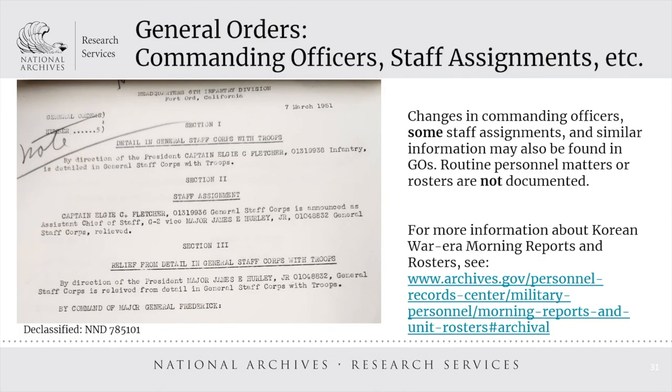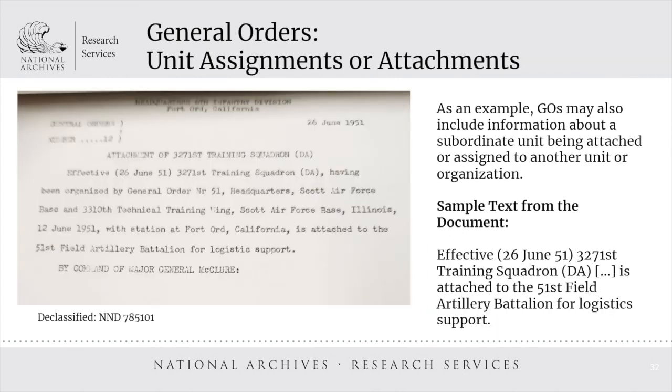General orders, or GOs, are another type of document that is commonly found in these records. Some general orders provide information about special staff assignments and changes in commanding officers, like this example here. Please be aware that general orders do not list all of the personnel for a given unit. For that information, you may want to look at morning reports or rosters, and those are at the National Archives in St. Louis. General orders may also include information about unit assignments.